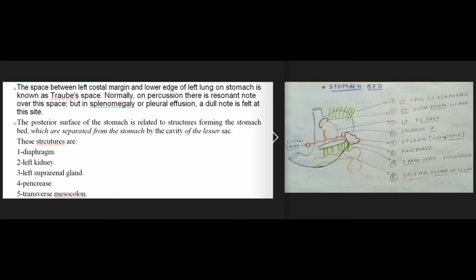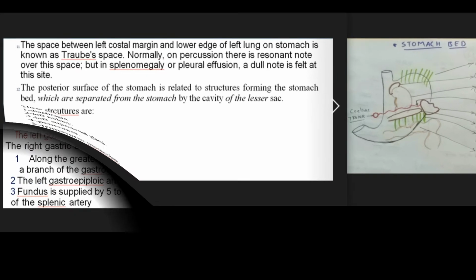12. The posterior surface of the stomach is related to structures forming the stomach bed, which are separated from the stomach by the cavity of the lesser sac. These structures are: 1. Diaphragm. 2. Left kidney. 3. Left suprarenal gland. 4. Pancreas. 5. Transverse mesocolon. 6. Splenic flexure of the colon.